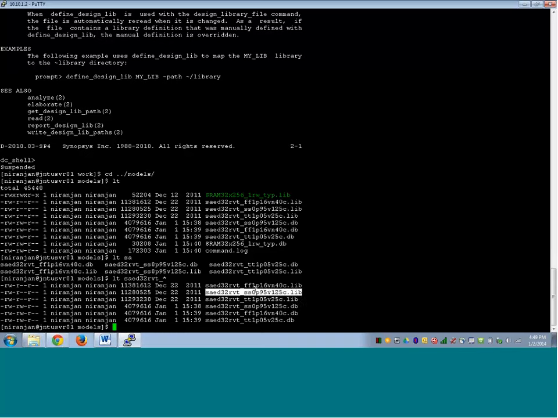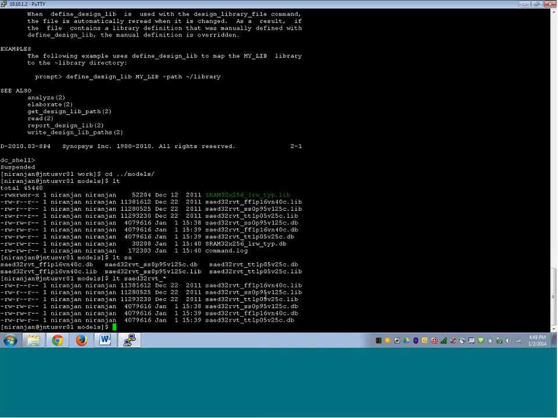If you compare any cell, both these aspects will be exactly the same in terms of the number of cells, the cell functionality and all that. The only thing that changes is the timing numbers and the power numbers. You could compare both of these libraries, pick up one cell each, and you would notice that the slow corner has more delays than the fast corner.